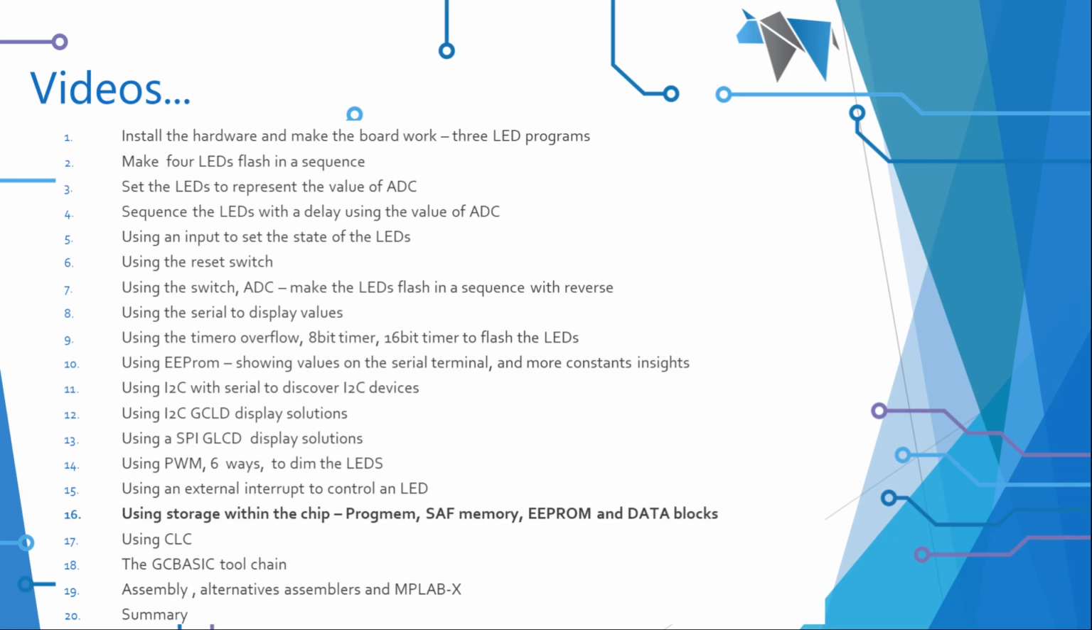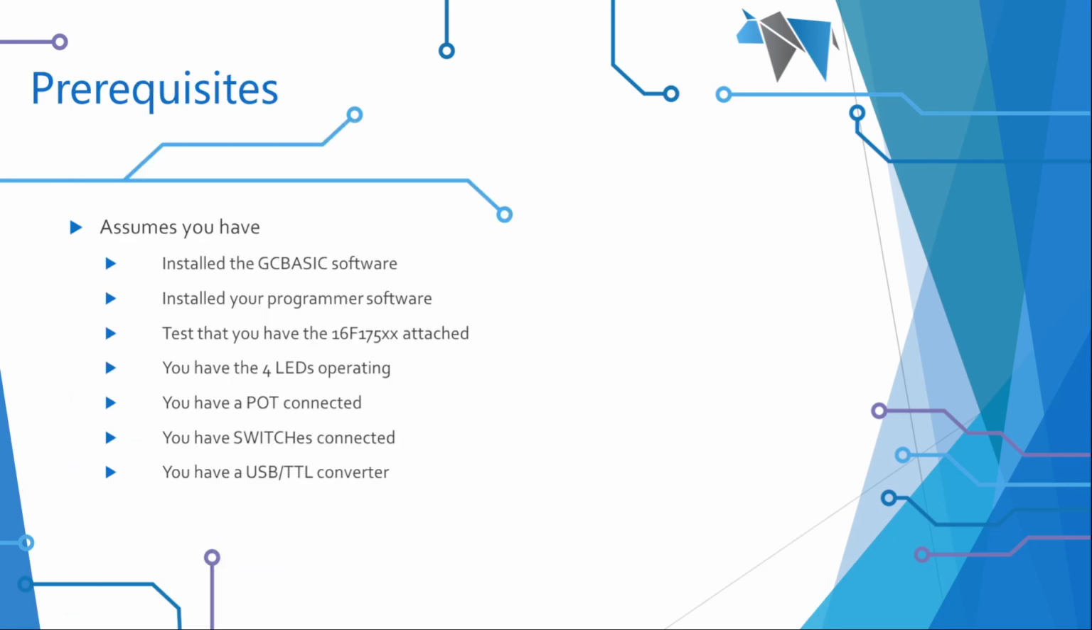Part 16, we're nearly there. I'm assuming you've got everything installed, but important in this one is you have your USB TTL, the last part, so that you can program it, but USB is attached. Right now you can use the serial terminal.